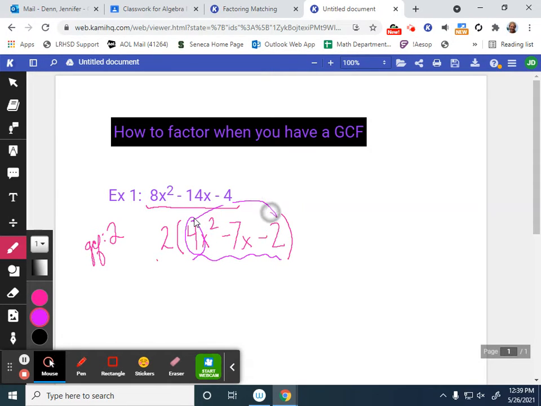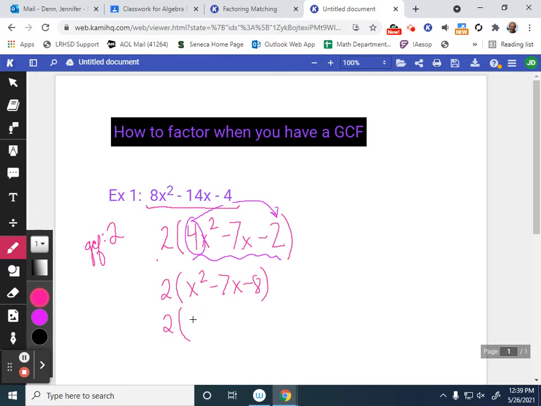So the 4 comes over. Again, this is nothing new. This is the same stuff we've been doing. I'm going to have x squared minus 7x minus 8. Notice my 2 stays there the whole time. This is going to factor to x minus 8, x plus 1. I'm going to go ahead and divide, put the 4 here and the 4 here.